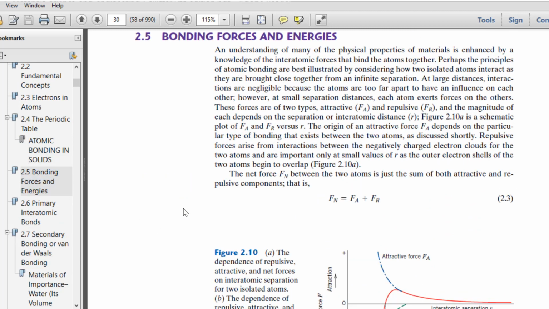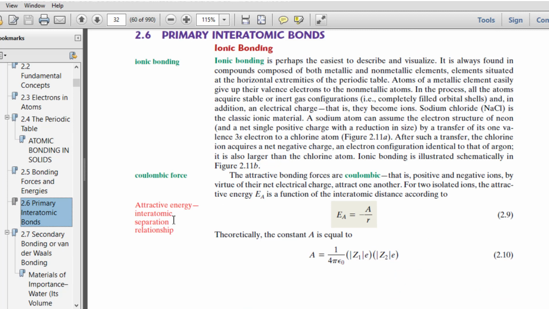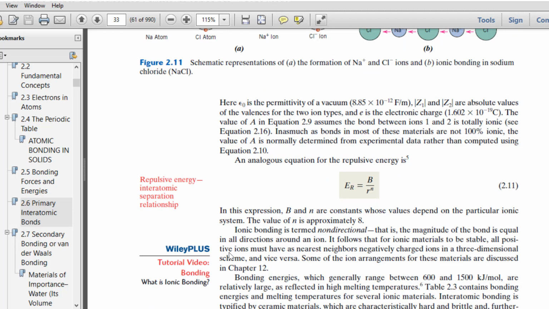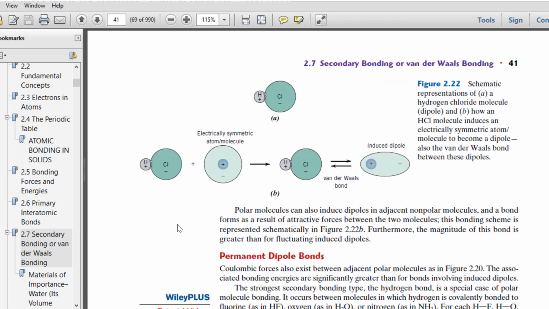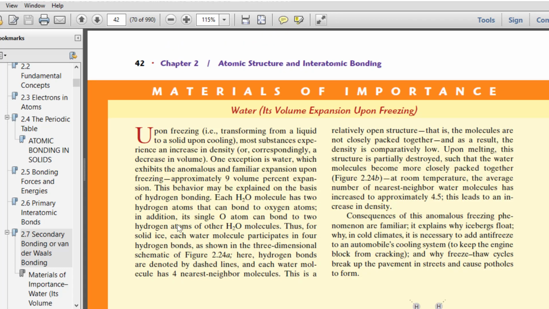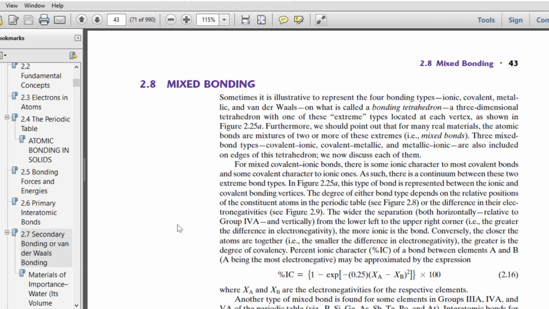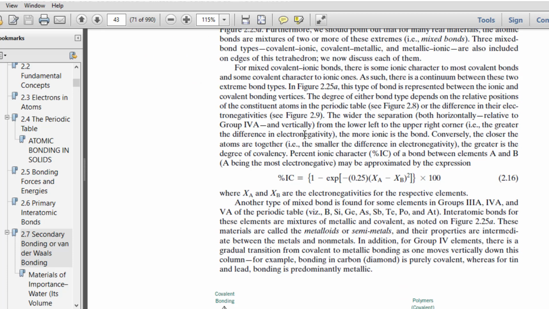Then 2.5 bonding forces, you should read primary type of bonding, the different types, but you do not need to remember these formulas. You read this one, what is ionic bonding, what is covalent bonding, these things. Okay, then van der Waals bonds, you get a very basic idea of this. Okay, what are dipole moments, these things. Then this concept percentage ionic character, you do not need to remember this one.